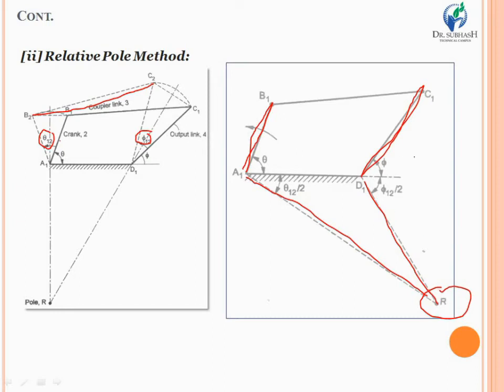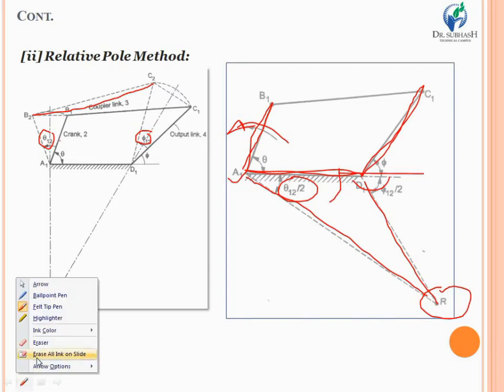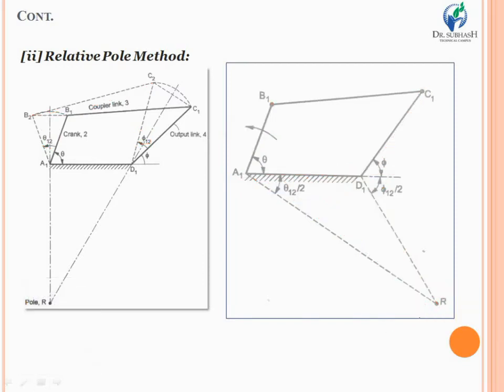So in order to locate the pole point R, what we have done is firstly join two nodes, A1 and D1, and then rotate the link A1 D1 about point A1 through an angle theta 1,2 by 2 in the opposite direction to that of link A1 B1. That means if A1 B1 is rotating in this direction, A1 D1 should be rotating in this direction. So this is the second step to locate the pole point R.